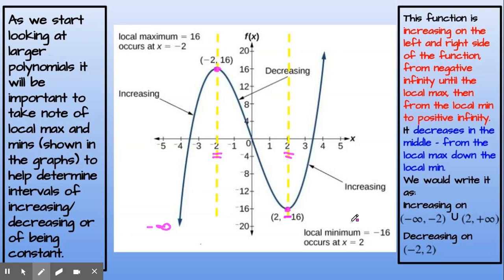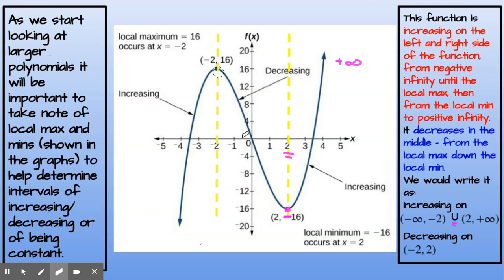Again, we're only talking about x's here. From -2 to +2, my pen was going down. And then my pen turned around from +2 to positive infinity on the right-hand side. Now notice this little U right here. That means union. I'm joining the two together to talk about my increases. You can write the word and, that's fine. But mathematically, you'll see this U to show that you have multiple areas or multiple intervals.